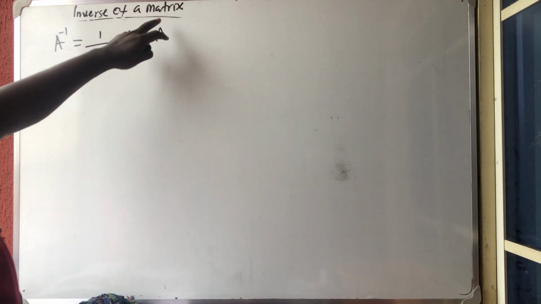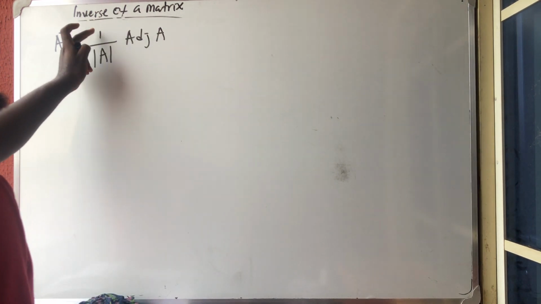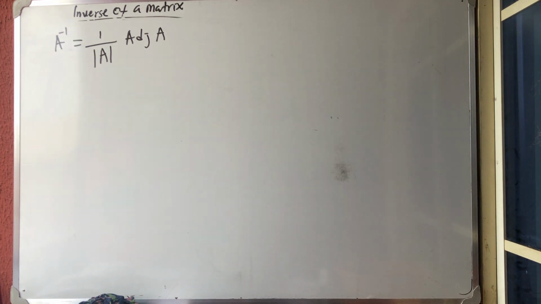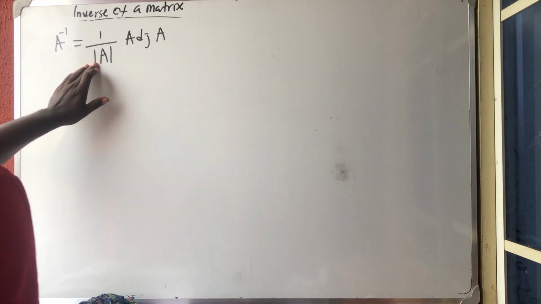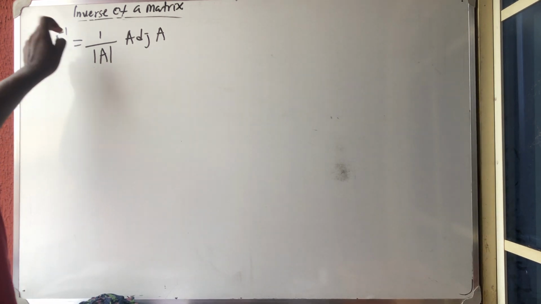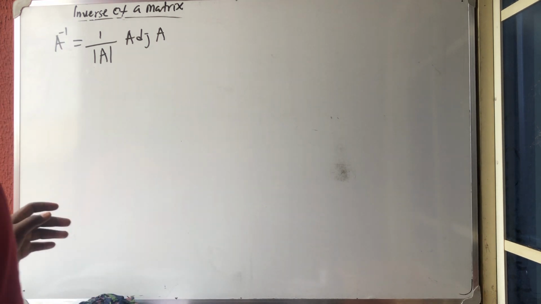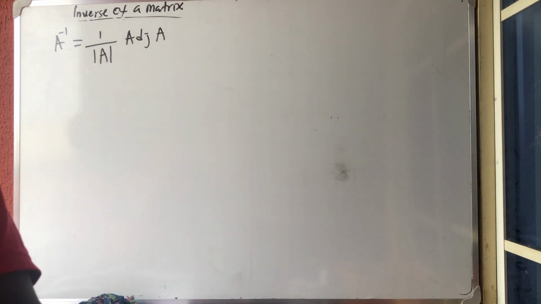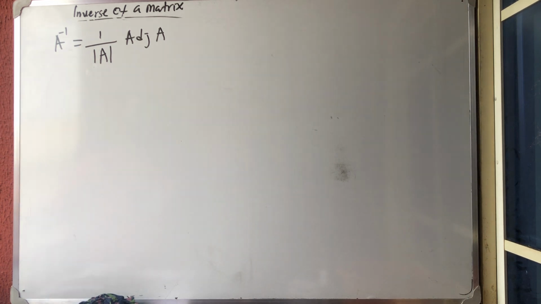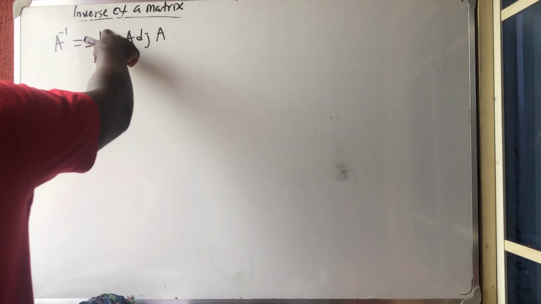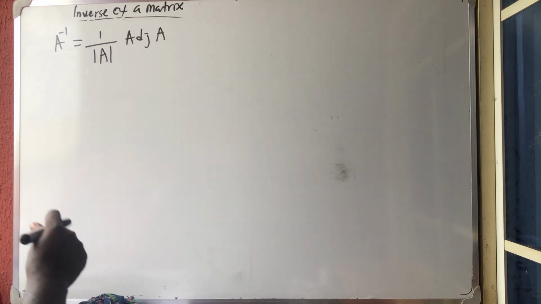Once you get the adjoint of A, divide it by what? The determinant of A. And don't forget, I told you in the last video that once the determinant of a matrix is 0, the inverse is not possible. It does not have an inverse, because we cannot keep 0 at the denominator. So take note of that.